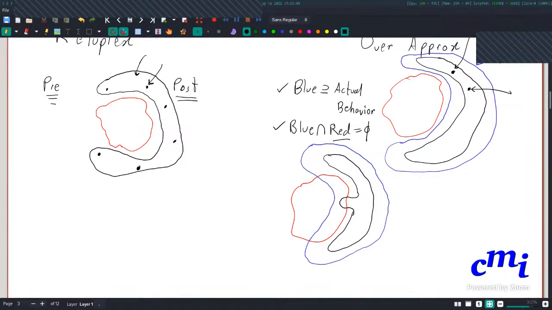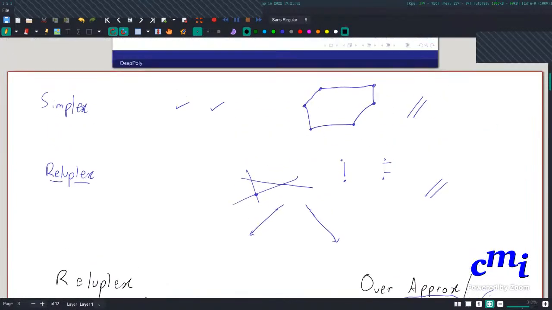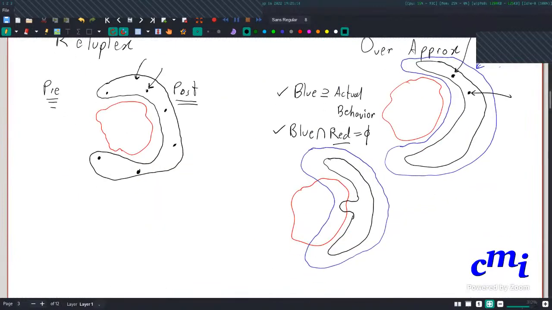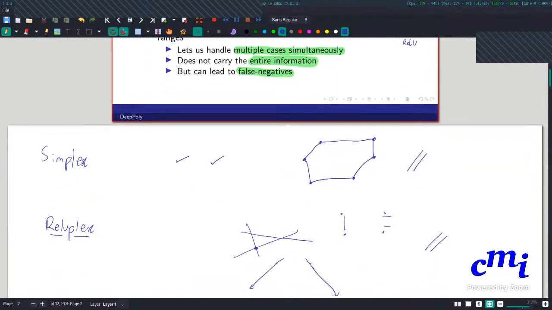So then you can only give out what can be called a warning. You can maybe pick a point from this region and say that, look, this might be a counterexample to the property, but it might also end up being a false negative, okay?